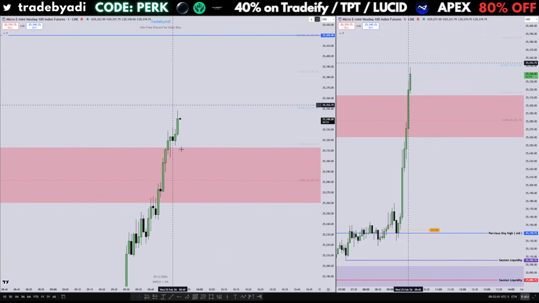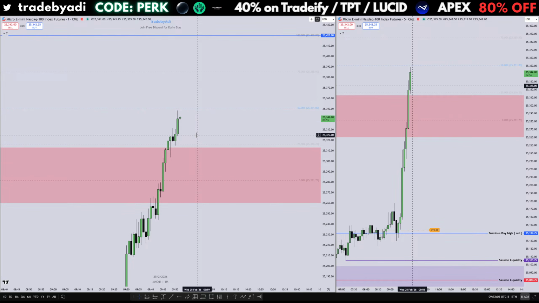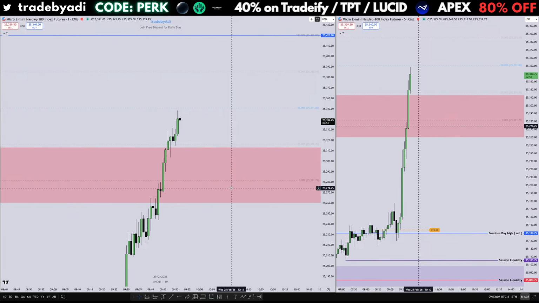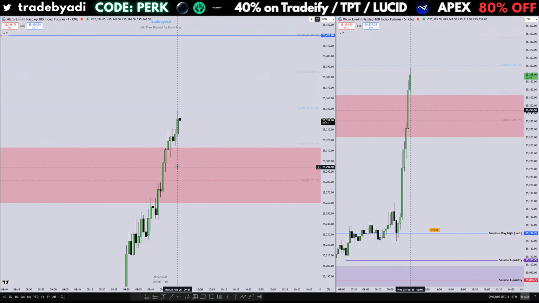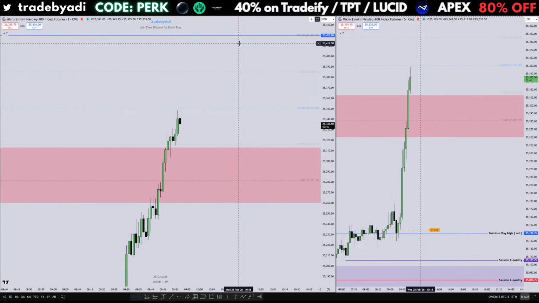I need a stop run entry. I don't want to long over here, because the market can retrace to the discount. It will do the stop runs, and then it can push to the buy side liquidity again.